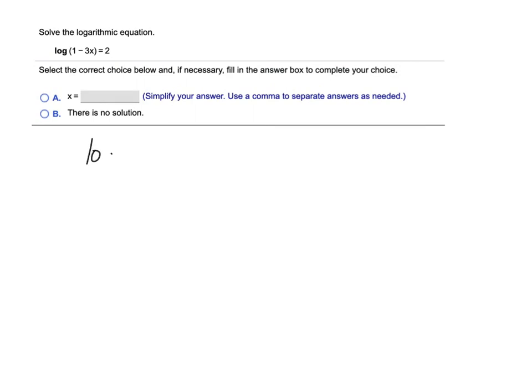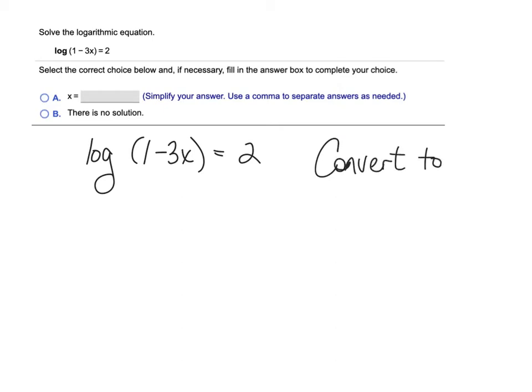Okay, here's another log. It's very similar to the last one we worked. We have log of 1 minus 3x equals 2. When you see a log equals a number, we know we have to get rid of the log, and we can do that by converting to exponential form. Remember, we start with the base. There's no base written, but when you don't see the base, that's an understood 10. So this would be 10 to the 2 equals 1 minus 3x.